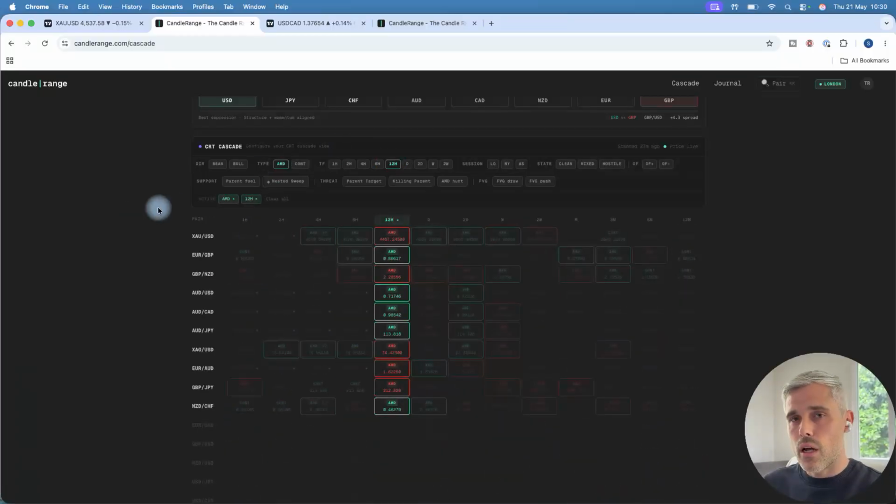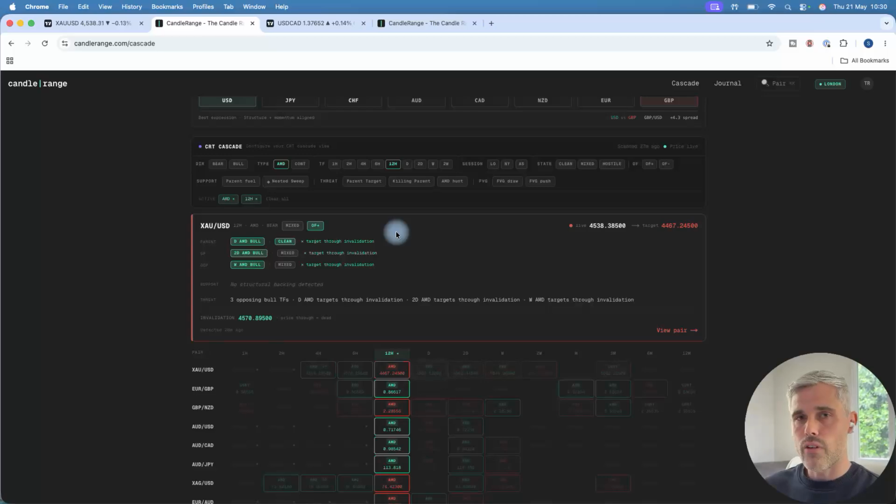12-hour AMD. There are a lot of 12-hour AMDs that you could be looking to trade right now. And the point of candle range is not to tell you whether you should or shouldn't trade, it's to give you structural context so that when you click into this 12-hour AMD, you can see, actually, is it clean? Is it mixed? Is it hostile? Is the daily time frame, the 2-day time frame, actually aligning with what the 12-hour wants to do? Or actually, do those time frames want to kill this setup? And that's what candlerange.com gives you.